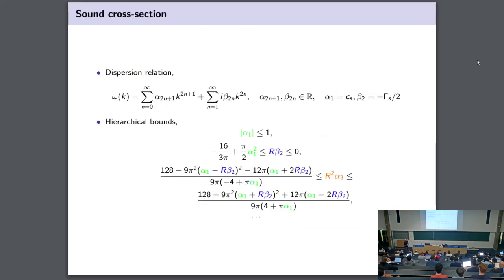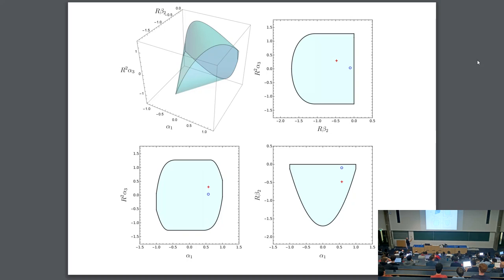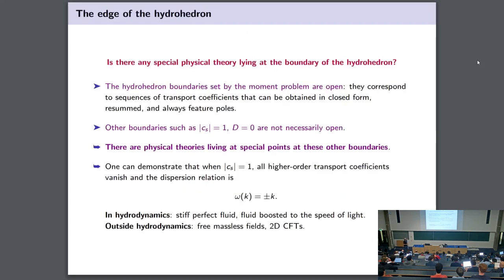For the sound channel, you can play exactly the same game. You get again an infinite set of hierarchical two-sided bounds, where each order is upper and lower bounded by bounds which depend non-trivially on the transport coefficients of all the previous orders. And this is the Matryoshka structure, it stands forever. This is the corresponding plot in the sound channel.